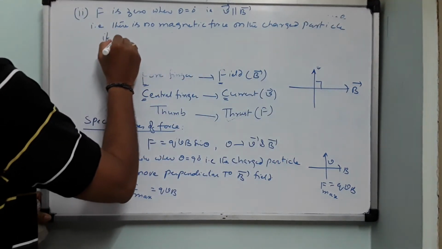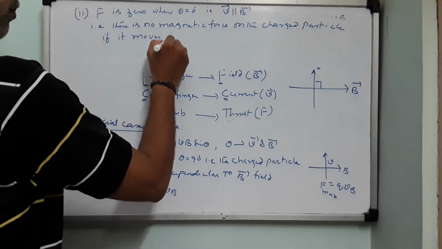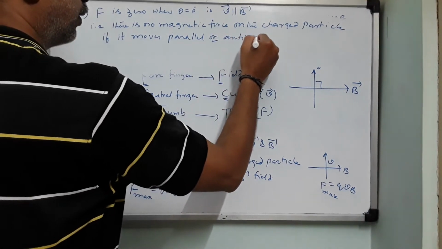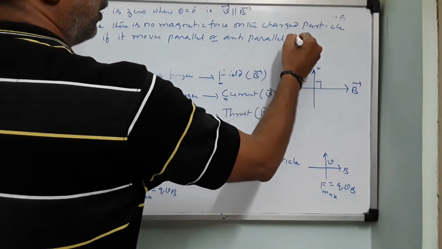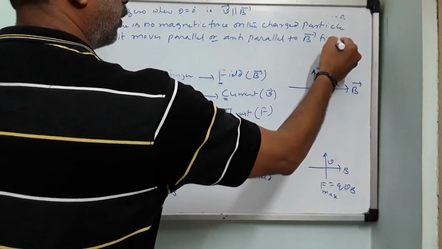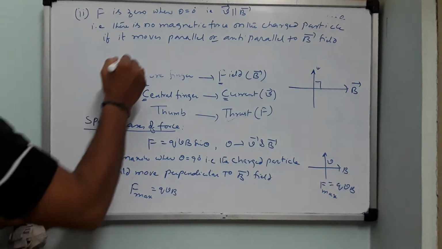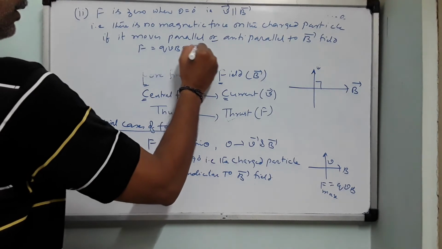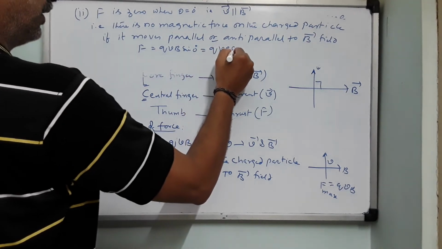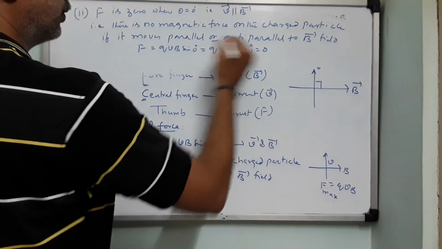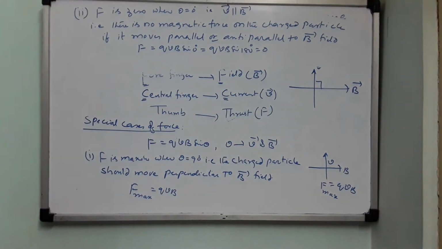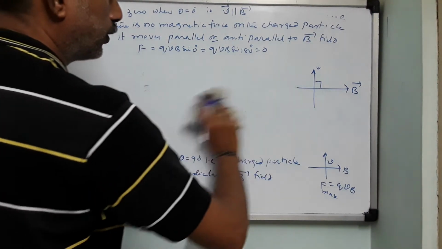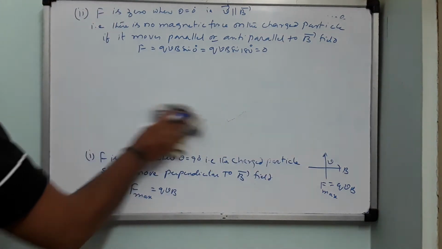If it moves parallel to the field, parallel or anti-parallel to the field. So B field, magnetic field. F equals QVB sin 0 degree, which is also equal to QVB sin 180 degree, that equals 0. Second case. Fine? Right.